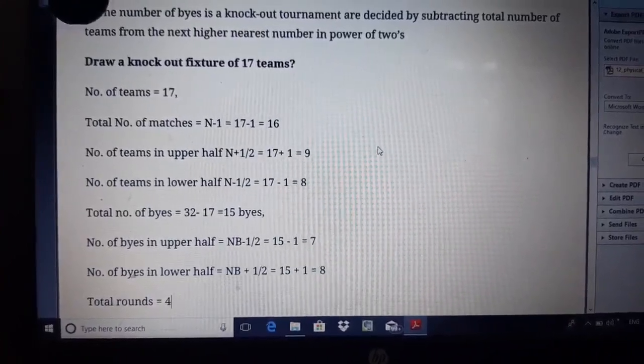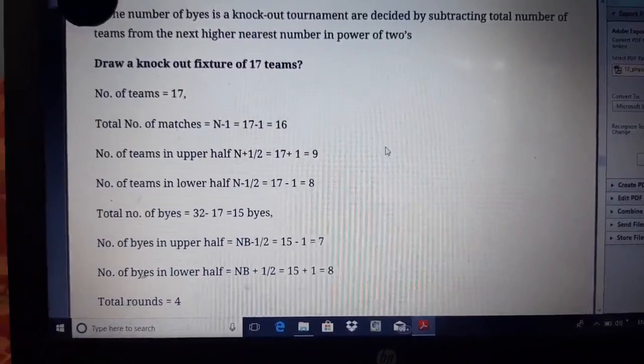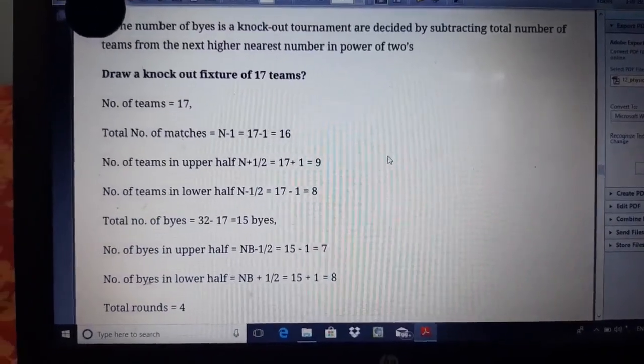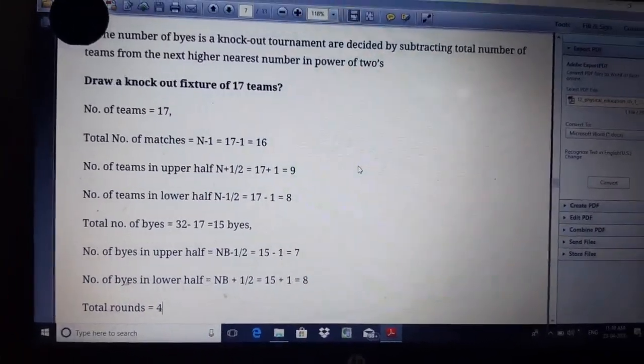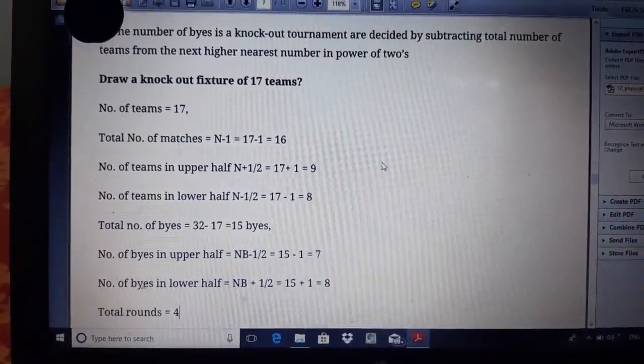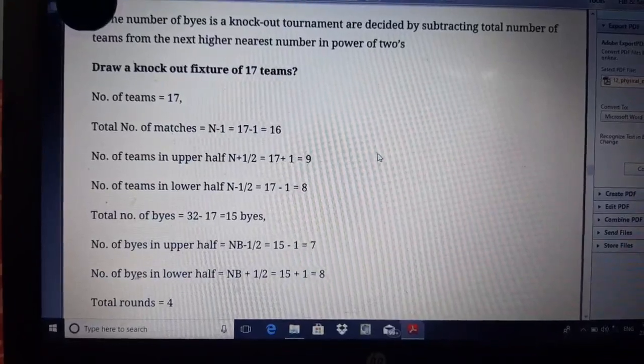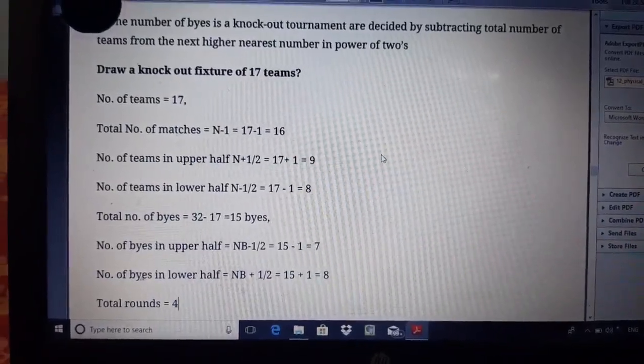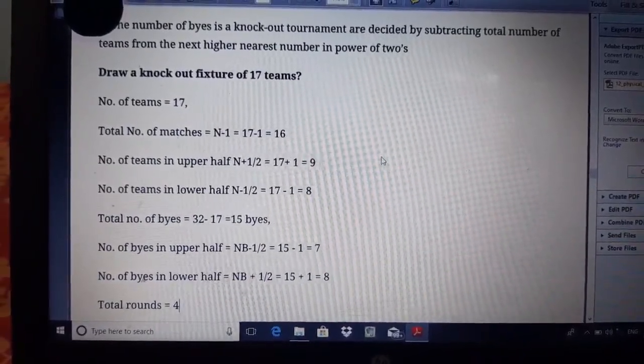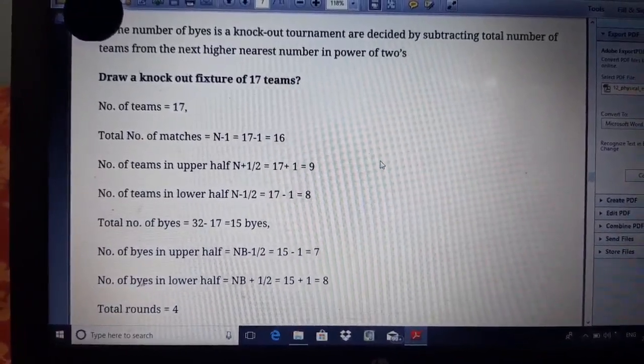Getting it? It's very clear. Next is the number of teams in the upper half. So (n plus 1) upon 2, that is (17 plus 1) upon 2, that is 9. Next is the number of teams in the lower half, (n minus 1) upon 2, that is 8.